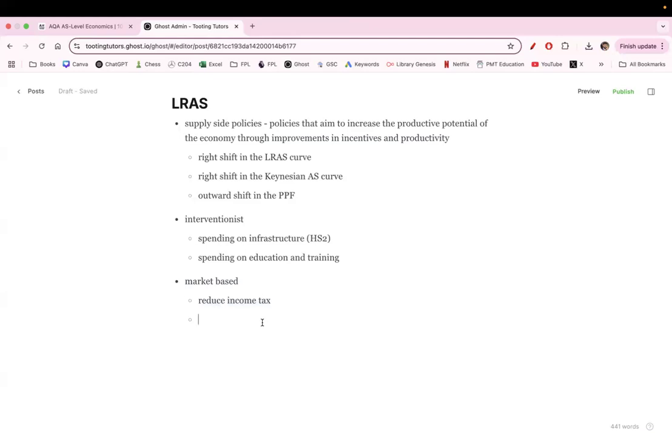What else could they reduce? A different type of tax that could help. What's the other main type of tax? Direct tax that the government collects: income tax from workers, and what other tax do they collect? Corporation tax. Do you know what corporation tax is? Is it from the revenue of the firms? Yeah, the profit of businesses.